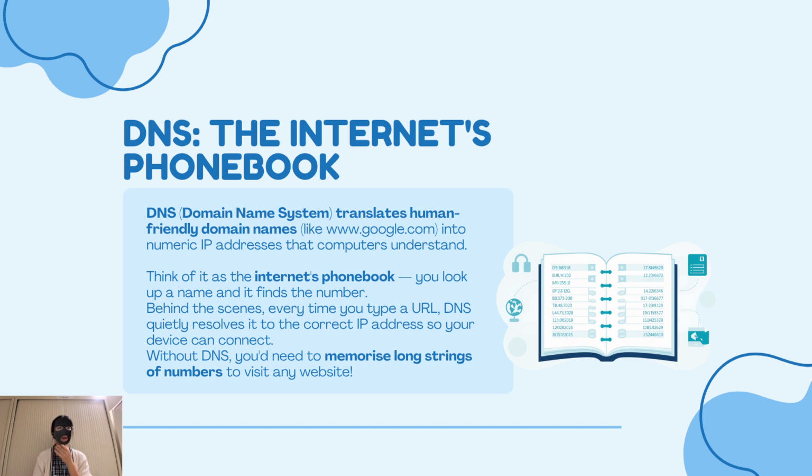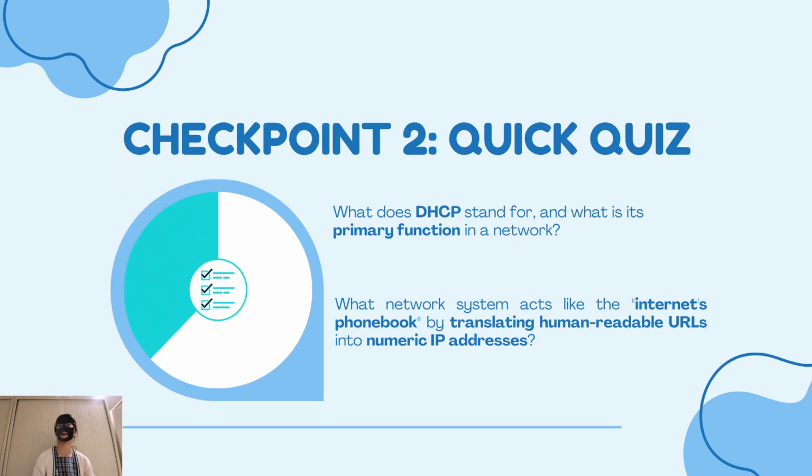Brilliant. And what about domain names? Computers only communicate using numeric IP addresses, but humans prefer words. A domain name is a human-friendly website URL. The domain name system, DNS, acts like the internet phone book, translating the text URL into computer-readable IP addresses behind the scenes. Time for checkpoint 2, DNS and DHCP.